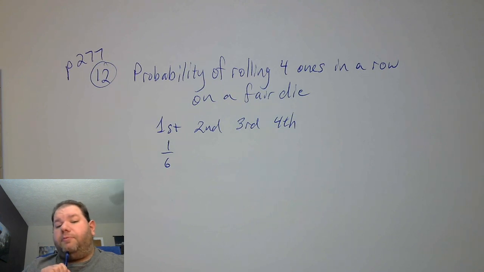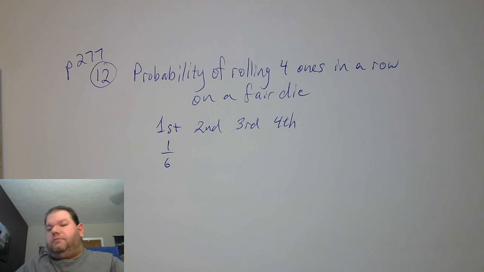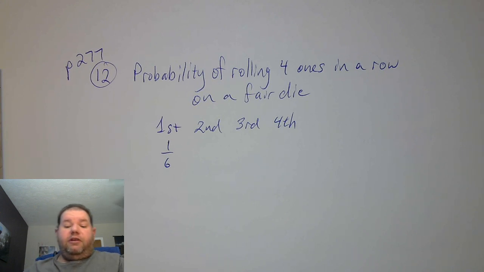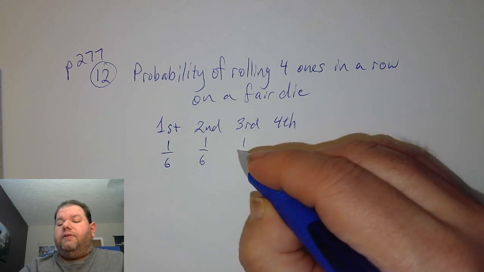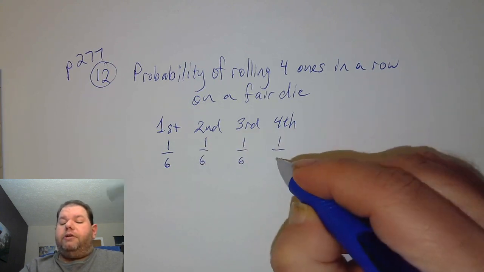Now, does that probability change for any of our other rolls, or is it still going to be 1 out of 6? Yeah, it'll just stay the same for each time we roll the die. Every time we roll the die, it'll be a 1 in 6 chance of landing on a 1.